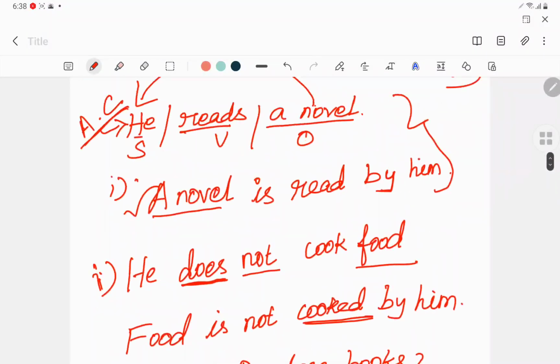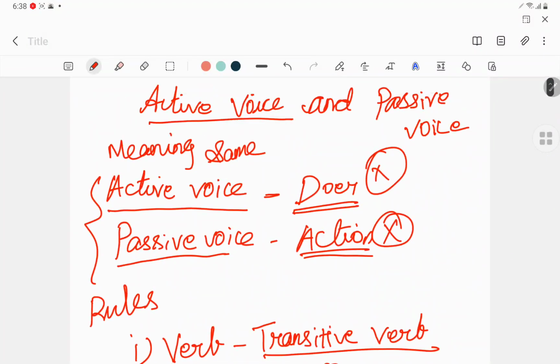If you are clear in tense, then active voice and passive voice is too easy for you. In active voice the doer gets more importance. In passive voice the action gets more importance, but the meaning of both is the same. The meaning given by that sentence is the same only, but the words and the tone are different.